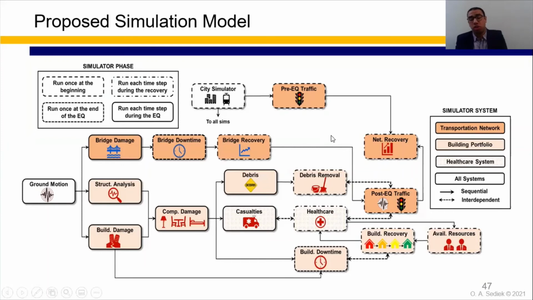As we can see here, it's highly modular, where each aspect in the community is represented by a single black box, or what we call a simulator, that can be actually replaced by another higher fidelity one. And this model takes input and provides output to other simulators in the model. And as we can see here, each of the three systems is represented by a set of simulators. These simulators are related to the transportation network, these simulators are related to the building portfolio, and these simulators are related to the healthcare system. And this highly modular setting actually enables a future expansion of this framework, for example, to add another aspect like the lifeline systems or any other social aspect.